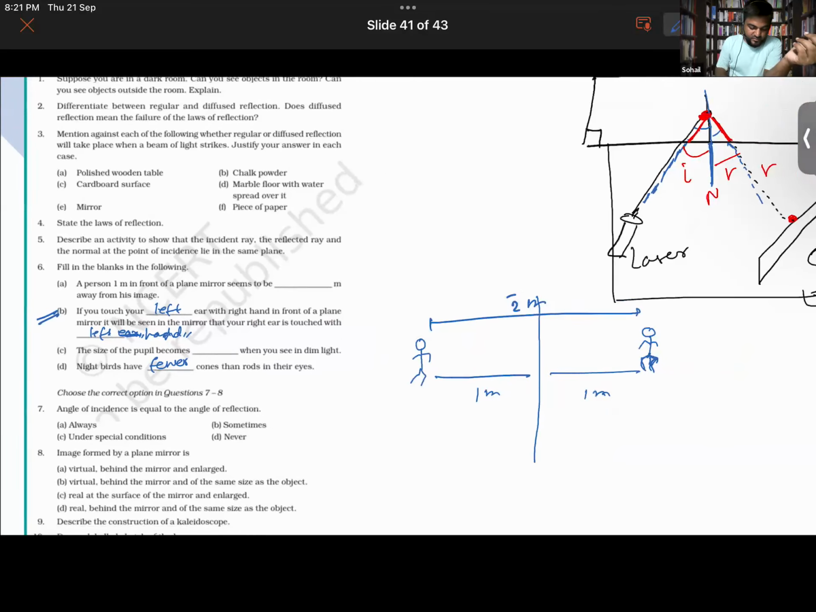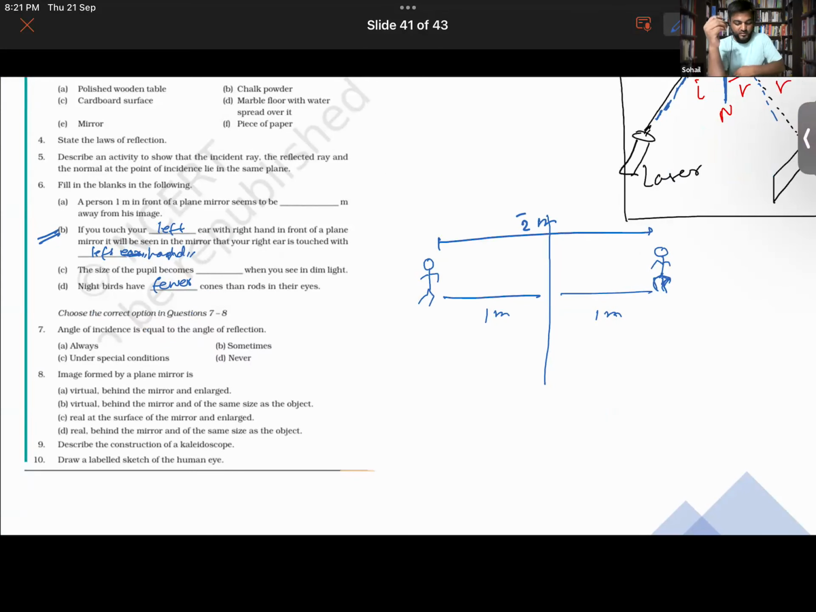Question number 7 and 8. Which option is correct here? Angle of incidence is equal to the angle of reflection. Always. Exactly. Yes, Ahmed. It will be always.